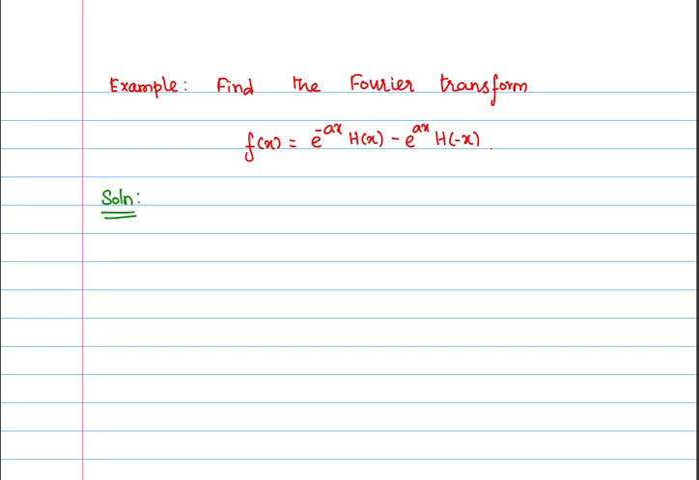Hi friends, in this video we are going to find the Fourier transform of the function f of x equal to exponential of minus ax times H of x minus exponential of ax times H of minus x. Here a is some positive number. So the given function, I can write it as, first, the Fourier transform formula: F of omega is the integral from minus infinity to plus infinity of f of x exponential of minus i omega x dx.